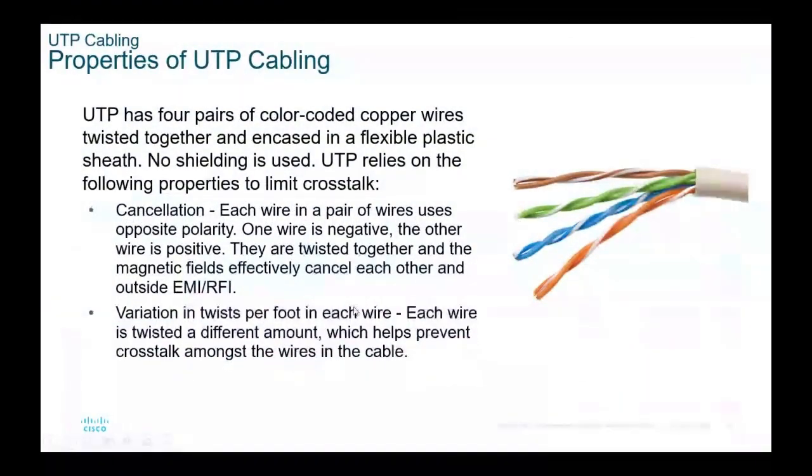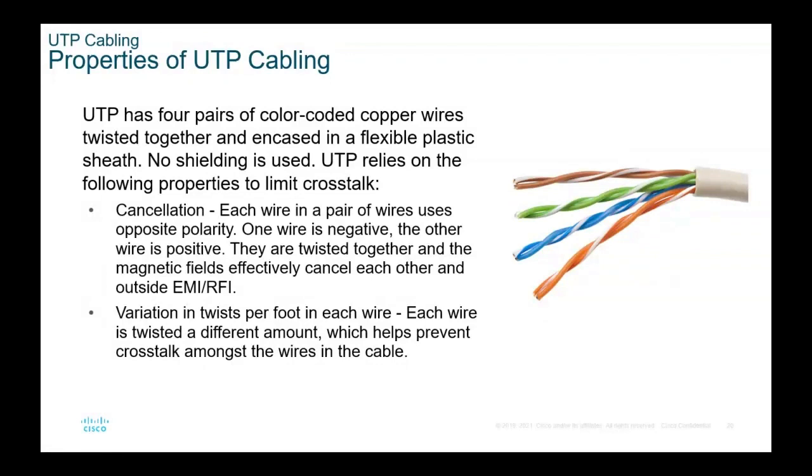So what about UTP? Okay, properties. It's unshielded twisted pair. Why is it called twisted pair? These are 4 pairs, aren't they? There's brown, white, green, white. They come in pairs, and each pair is twisted around each other. So there's no shielding. Cancellation: each wire in the pairs of wire uses the opposite polarity. One wire is negative, the other one is positive, and they twist together, and the magnetic field effectively cancels each other out. Basically, that's the rate of the twist. It's not just any rate. That distance between the twists is actually done specifically.